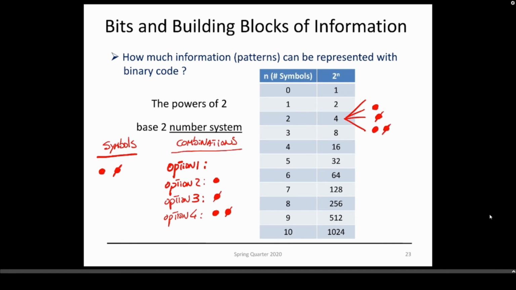So now let's go over the same concept, but I'm going to use zeros and ones. So instead of my symbols being a dot and a dot with a dash, I'm going to use a 0 or a 1. So notice that I'm not combining the bits, I'm just saying that my symbol is either a 0 or a 1. Option 1 is no number, option 2 is 0, option 3 is 1, option 4 is 0 or 1.